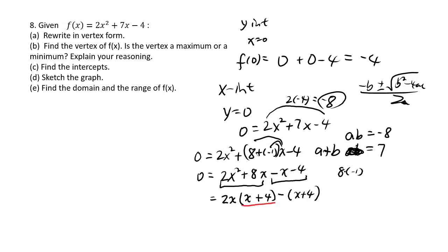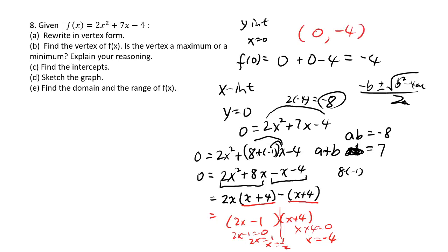Now once you do that, if you did everything properly, then immediately you're going to see that this x plus 4 will be common in both terms. So I can factor that out. If I factor out x plus 4, then what's left is 2x minus 1 and x plus 4. So you end up with 2x minus 1 equal to 0. 2x is 1, so x must be 1/2. x plus 4 equal to 0 would give you x equals negative 4. Okay, so the intercepts are 0, comma, negative 4, and 1/2, comma, 0, and negative 4, comma, 0. So those are the 3 points.